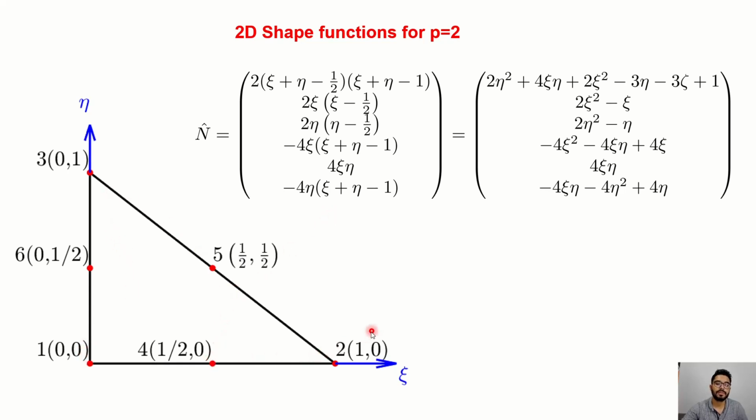Similarly, we'll create shape functions for node 2, 3, 4, 5 and 6. So these are the corresponding shape functions with the normalized coefficient. Then we'll expand these things. So this is the expression that you'll be getting.